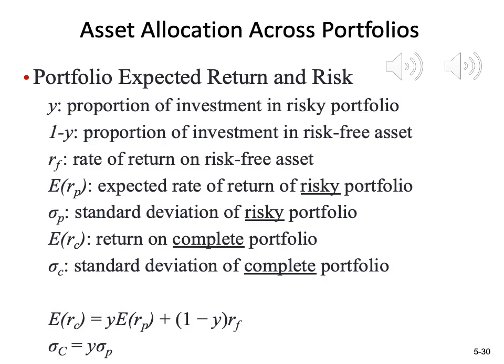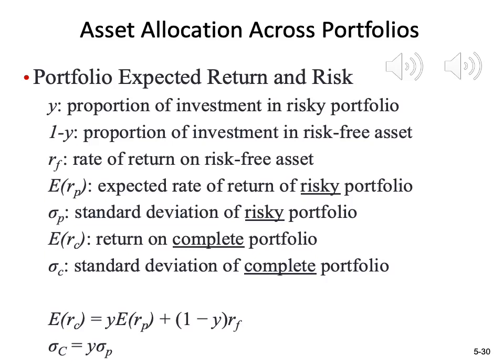So if you look at complete portfolio's expected return, that is proportional to the returns of risky asset and risk-free asset. Y is the proportion you put in the risky portfolio times the return from the risky portfolio plus 1 minus Y, which is the proportion you put in the risk-free asset, times RF, which is the risk-free asset return.